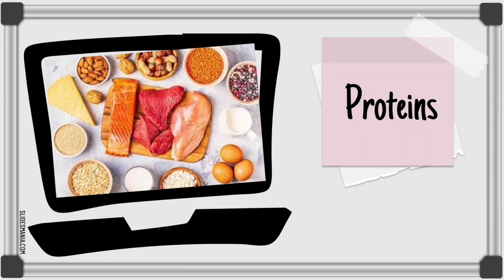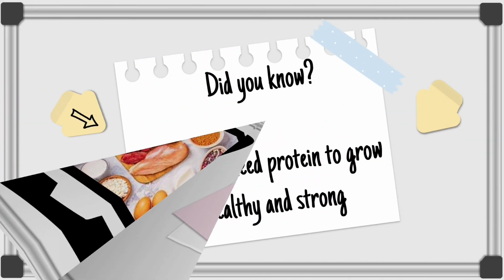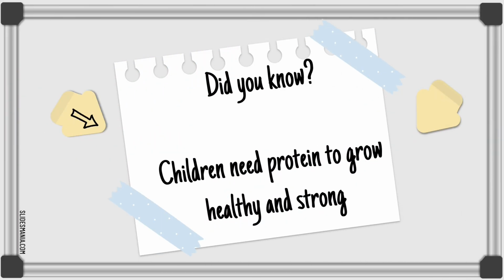These are the foods which give us proteins. We have chicken, meat, fish, nuts, egg, milk, cheese, pulses. All these give us proteins. Did you know children need protein to grow healthy and strong? So what do children need to grow healthy and strong? Proteins. Yes.